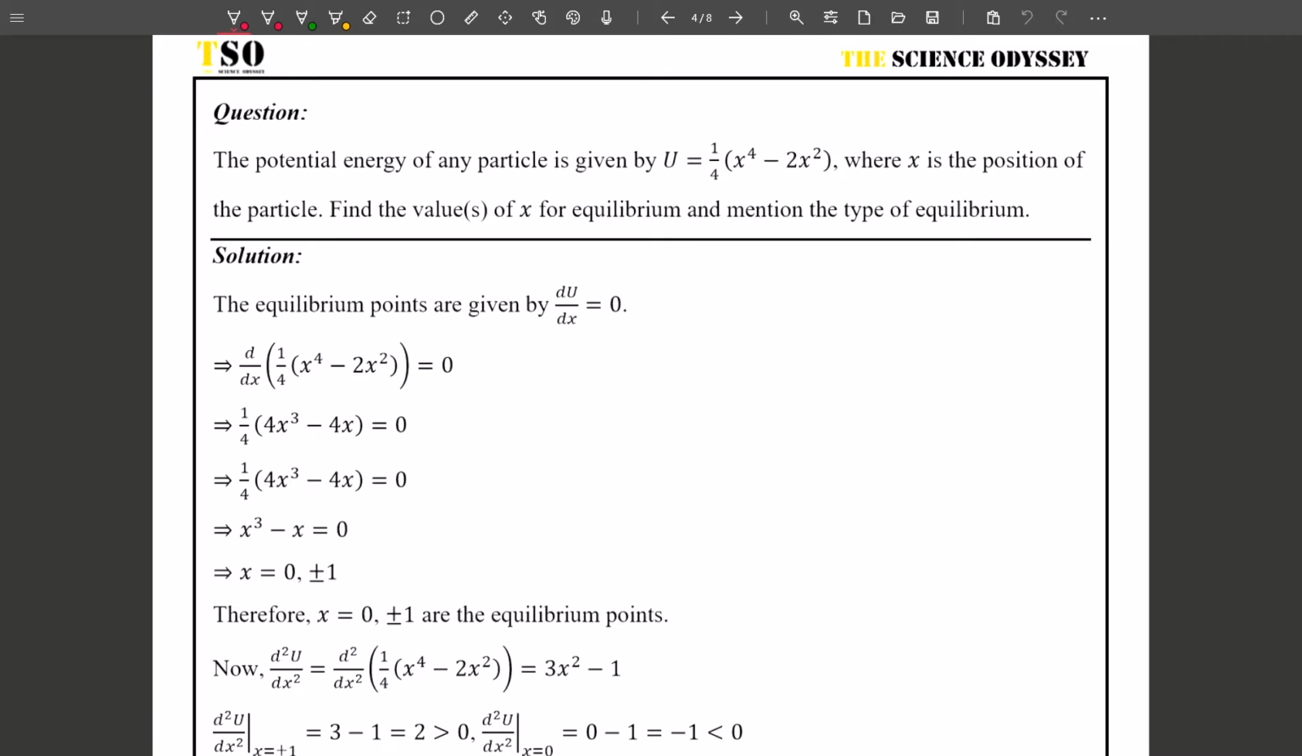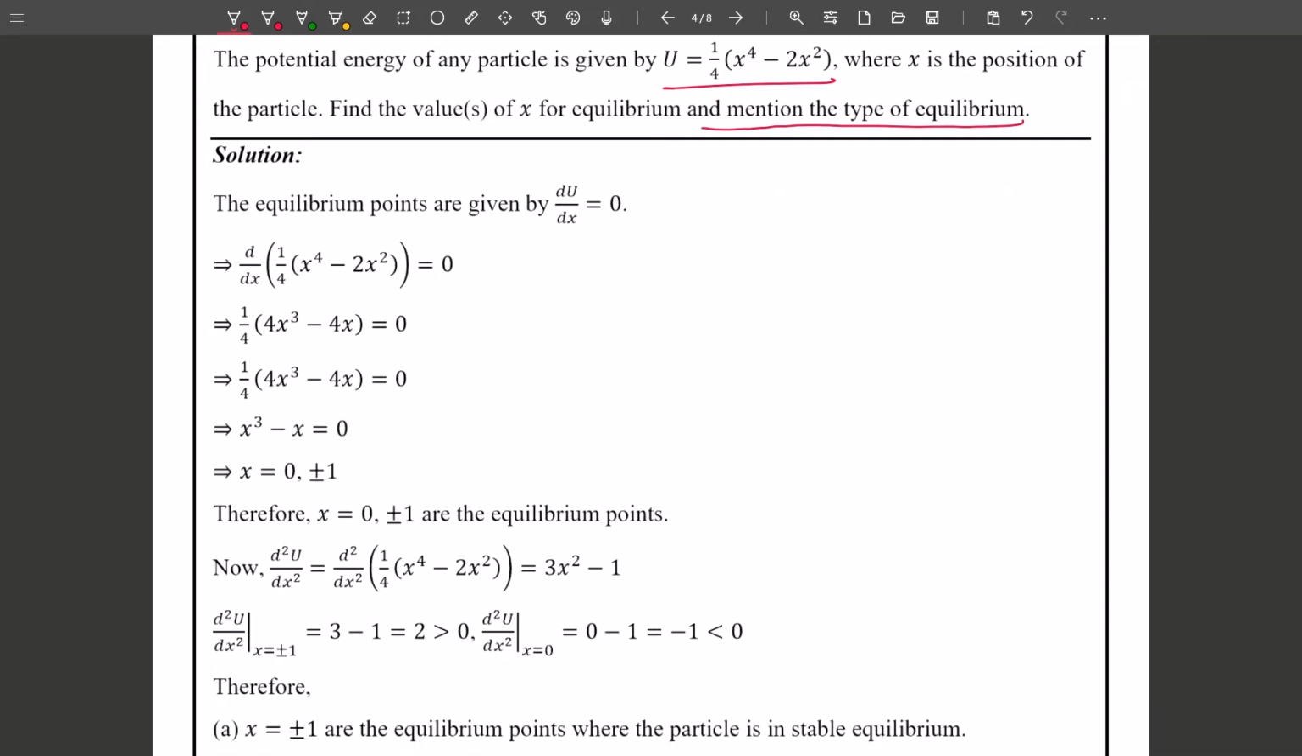In this problem, the potential energy of any particle is given by this equation, where x is the position. Find the values of x for equilibrium and mention the type of equilibrium. Okay, very good. So to find the equilibrium point, we must set dU/dx to 0.